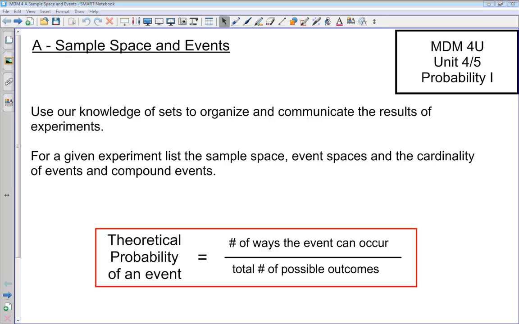What is an experiment? Well, we'll talk about that a little bit. And then we want to be able to, for a given experiment, list the sample space, event spaces, and cardinality of events and compound events. And we want to understand what all of these terms mean.